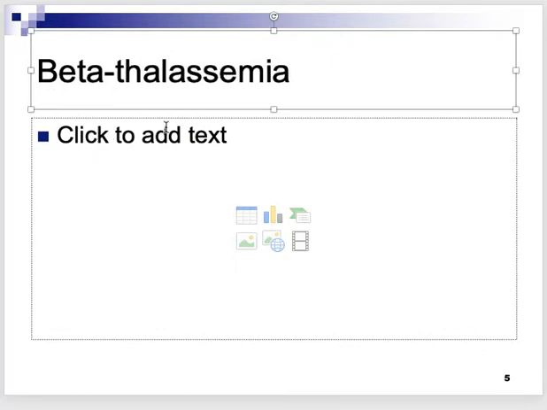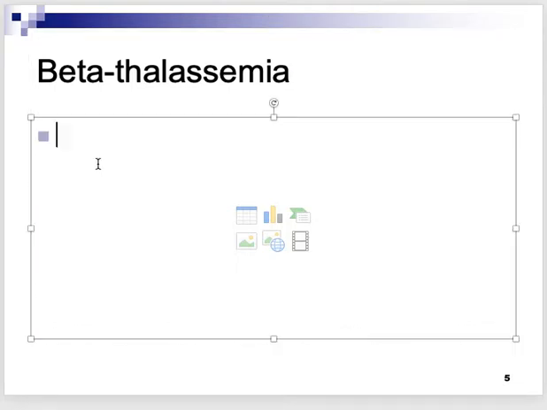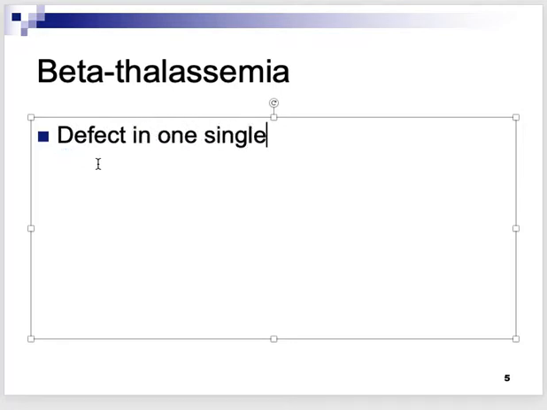Now, what is beta thalassemia? Of course, there will be a problem with the beta chain. When there is a defect in a single allele of the beta gene, it means the person is heterozygous. They got one normal beta globin allele and one abnormal beta globin allele. So simply, their genetic makeup is that there are two alleles, and one is defective.